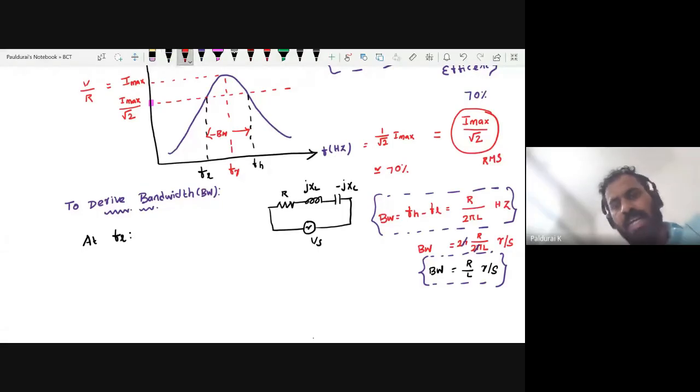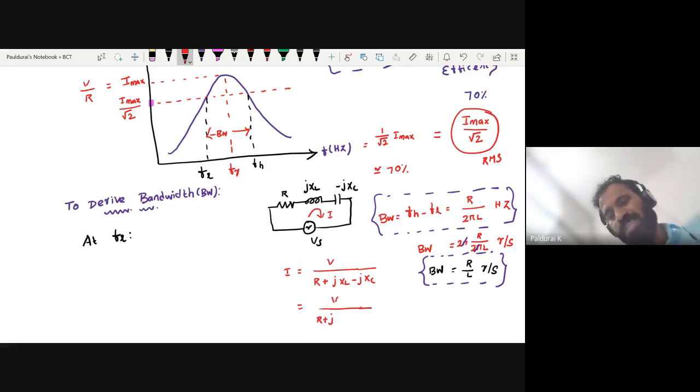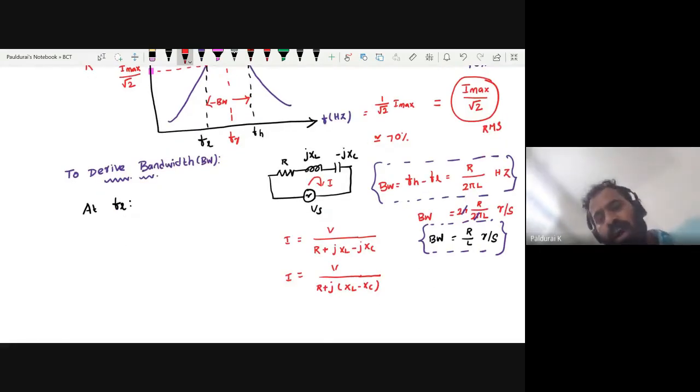Now what is the current formula, anyone? What is the current here? I equals V divided by R, all are counted in series. So this is R plus jXL minus jXC. This is V divided by R plus j times XL minus XC, already we derived this. So now this is I equals V divided by R plus j(XL minus XC).